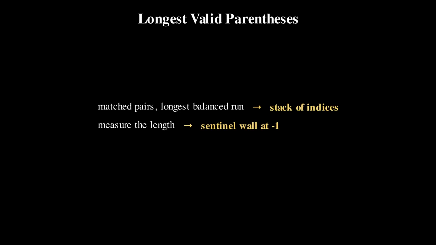So when should this come to mind? The signal is matched pairs and nesting, brackets, with a question about the longest balanced run. Pair them with a stack, but push positions instead of symbols, and plant a wall at the bottom so the length is always one subtraction away.